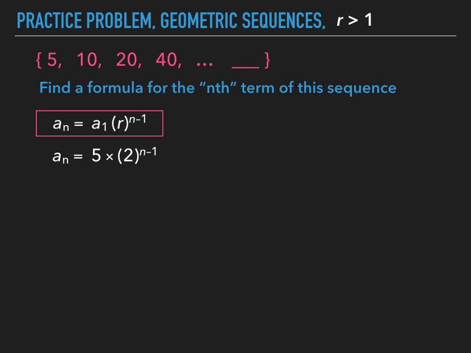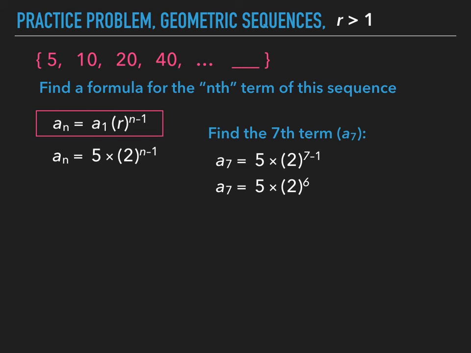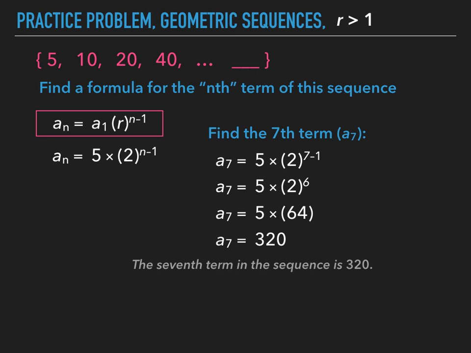Now let's say we wanted to find the seventh term of this sequence. We can substitute 7 in place of our n, and we can first of all subtract 7 minus 1 for our exponent to get 6. Now we'll do 2 to the 6th power, which is 64, times 5 is 320. The seventh term of this sequence is 320.